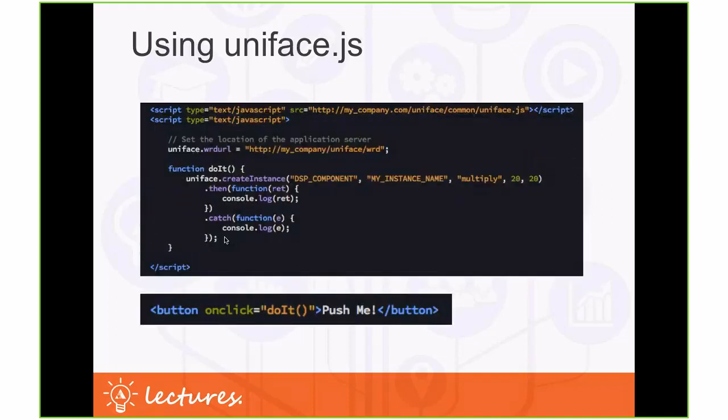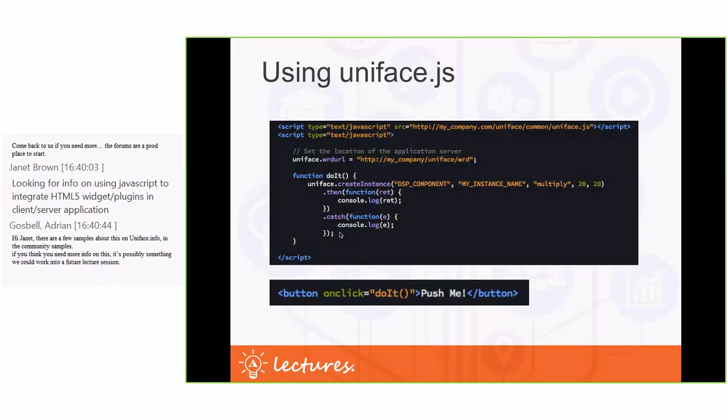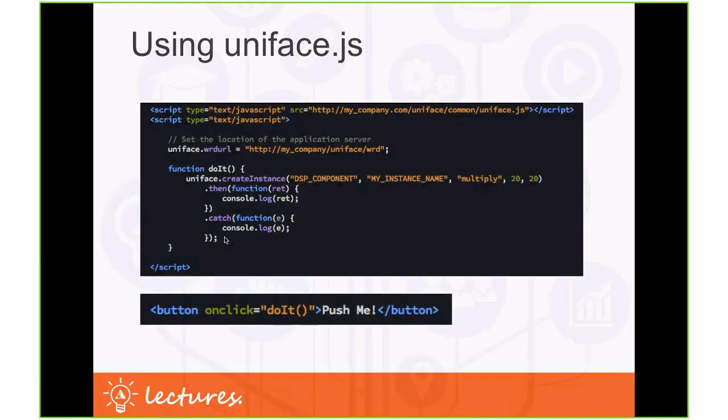So once we've done our configuration, the next thing to do is to actually use it. I have an example here on the screen where first of all we are loading our Uniface JavaScript. So we're using that external file. Source is equal to the location of the uniface.js. The standard location of that is Uniface/common/uniface.js, within the web apps folder of your Uniface installation. But as I say, that can be moved by setting your assignment file, as in the previous step.